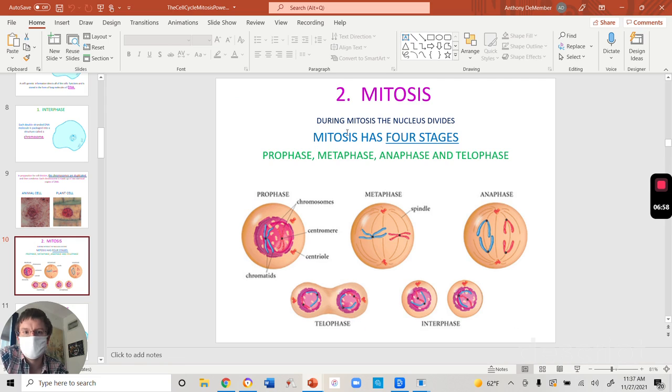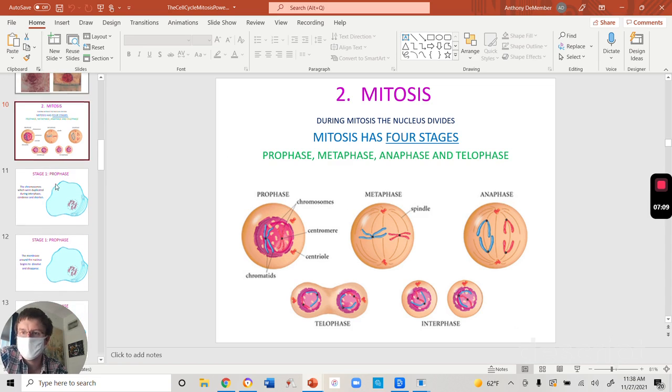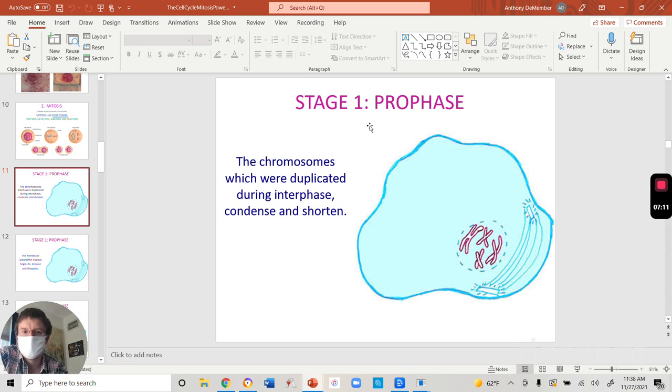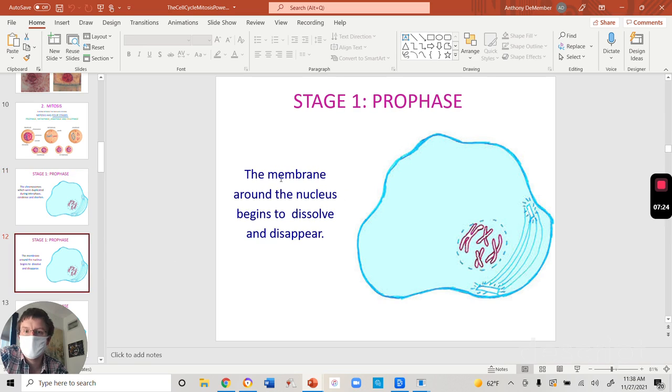So mitosis has 4 stages. Remember what we were talking about, we have prophase, metaphase, anaphase, and telophase, PMAT, okay? P-M-A-T, PMAT. All right, remember that. So during the very first stage, prophase, the chromosomes are duplicated, they condense and shorten, okay? It's during prophase that the membrane around the nucleus begins to dissolve and disappear, okay?